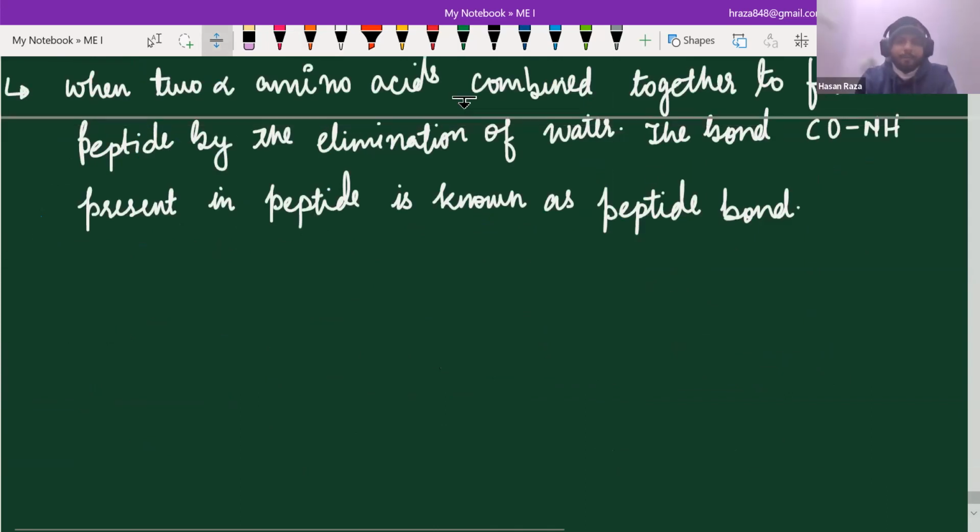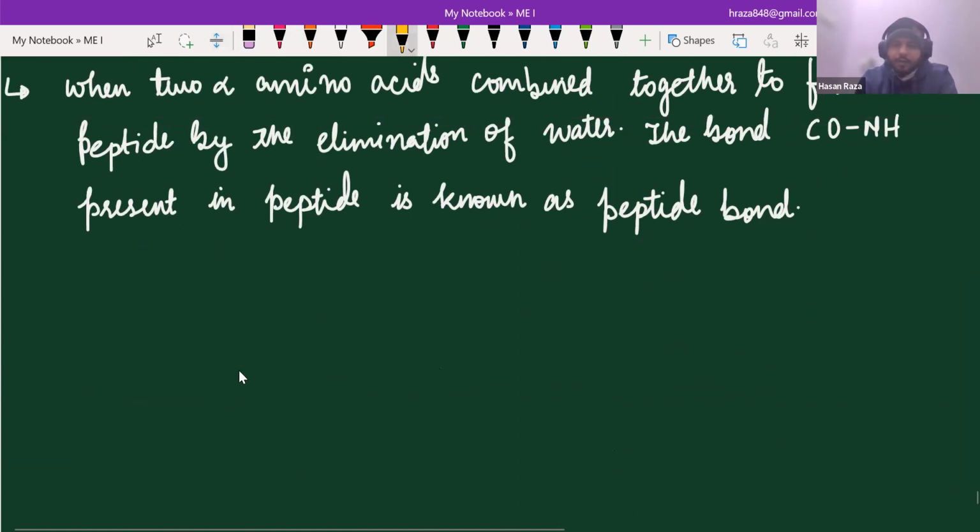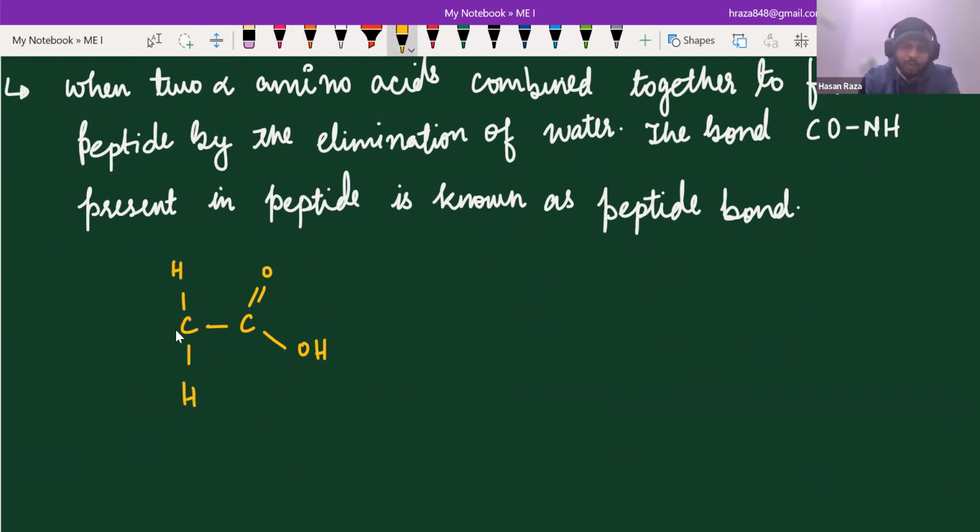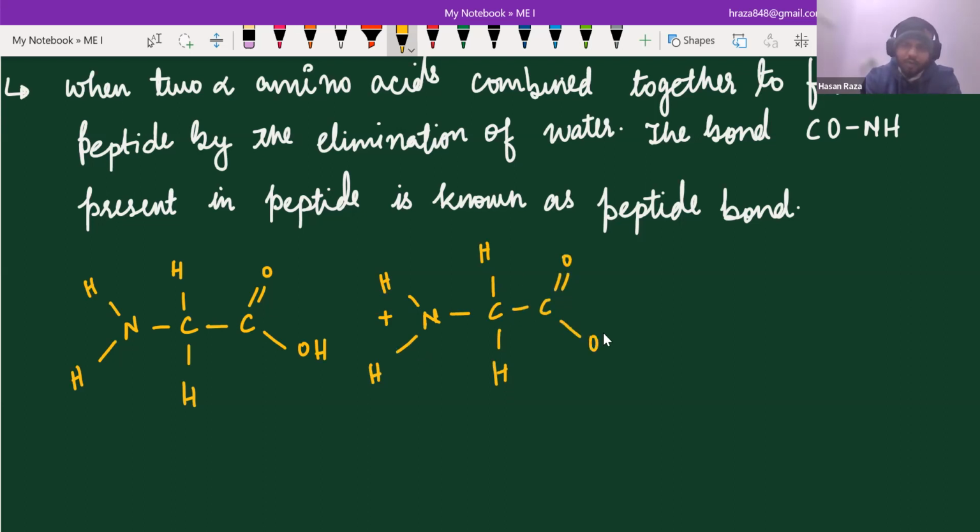As you can see, there is an alpha amino acid that I'm going to write here. C double bond O, and here is your OH. And then I'm going to write this CHH. You can easily understand that this is your alpha amino acid, the first one. And another alpha amino acid that I'm going to write is like this. Again, this is glycine basically, 2 moles of glycine, C double bond O, and OH is here.